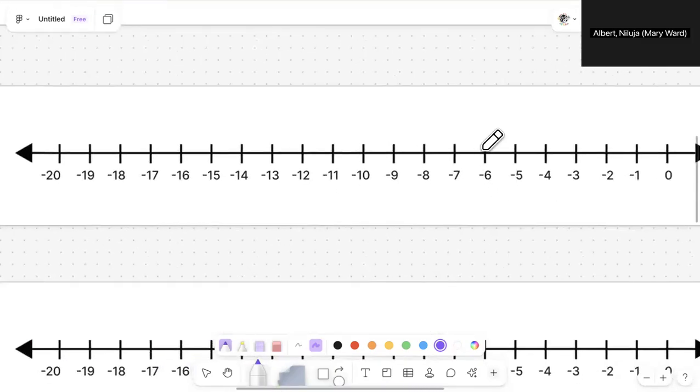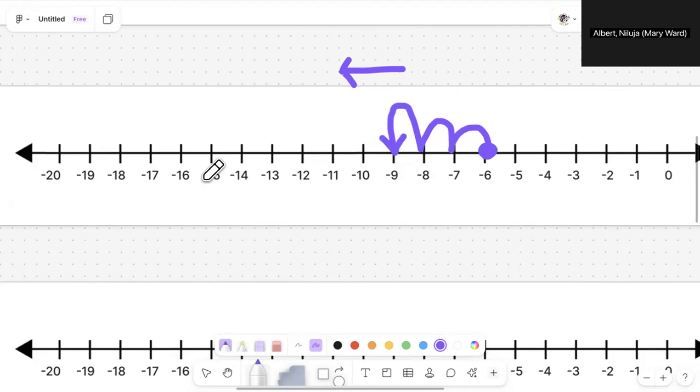This time I'm going to start at -6. And I'm going to move to the left because when we're combining negative numbers, we're moving to the left of the number line. You'll notice towards the left, the numbers get larger and larger, and that's why we're not moving to the right, because the numbers on the right are getting smaller. So I'm going to move 1, 2, 3 steps to the left, and that brings me to -9, which was my answer.